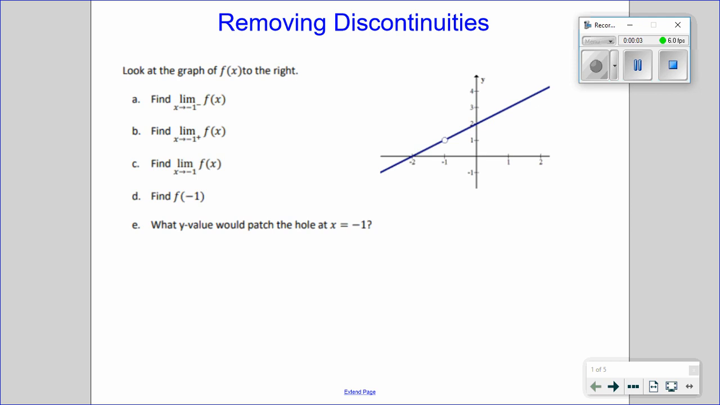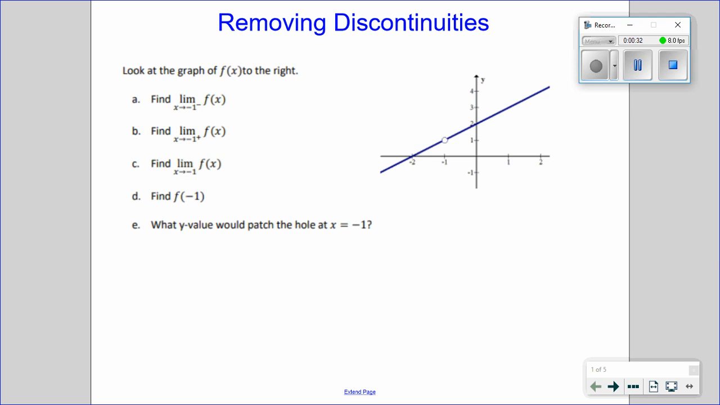Hi everyone. In this video, we're going to talk about removing discontinuities. We've already learned that a point discontinuity is also considered removable. After watching the video, you'll understand why we can call a point discontinuity removable. But let's start by looking at this graph, which represents f of x.